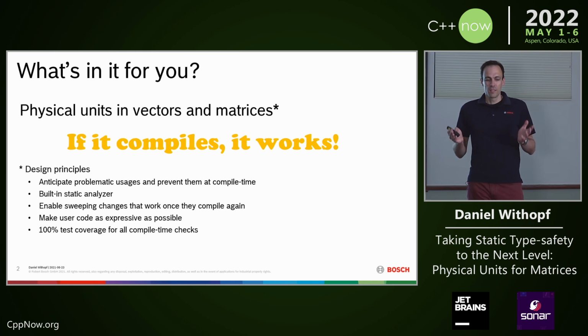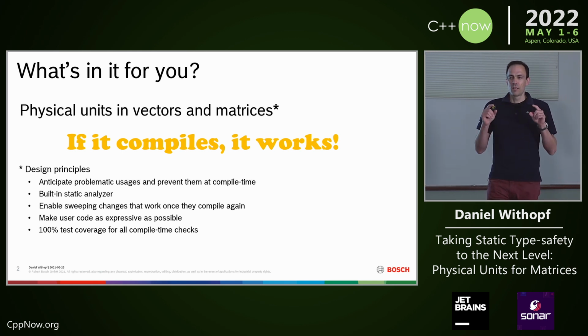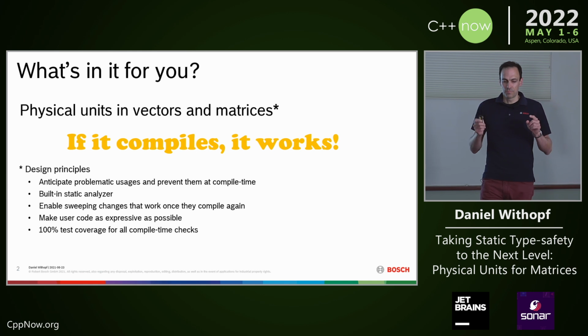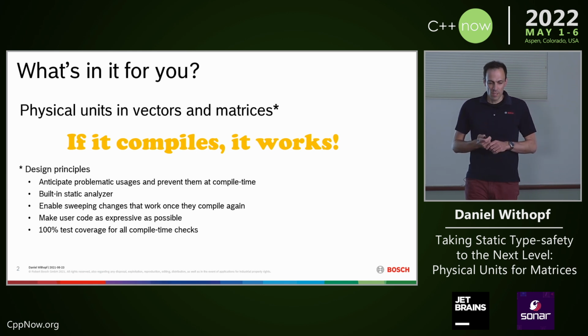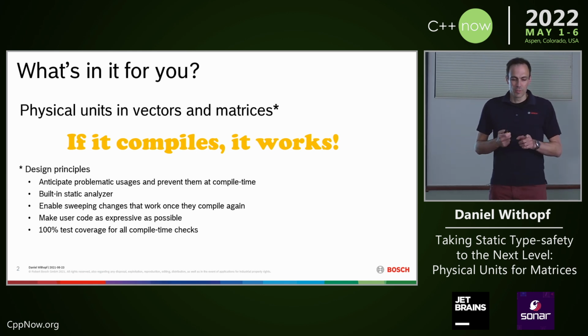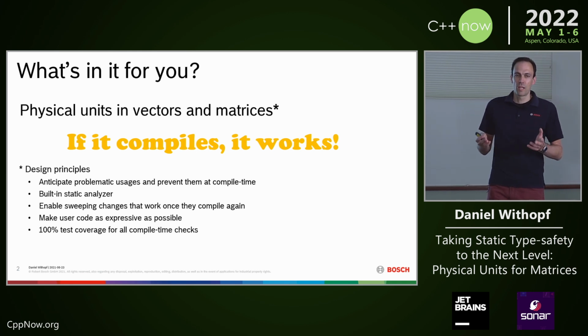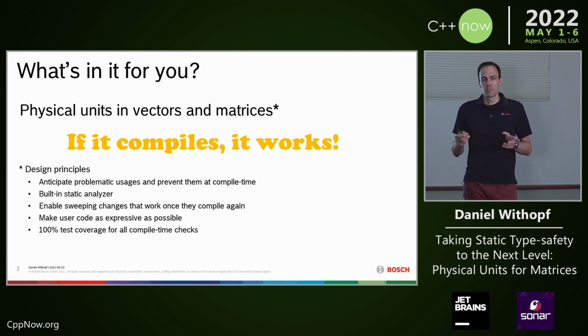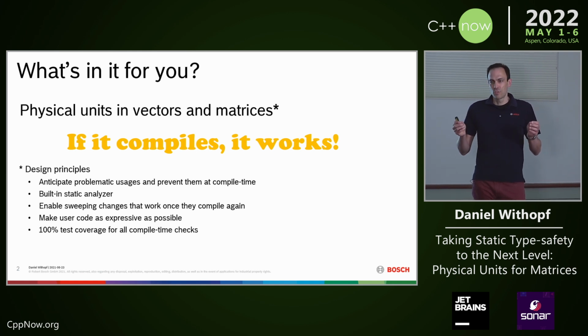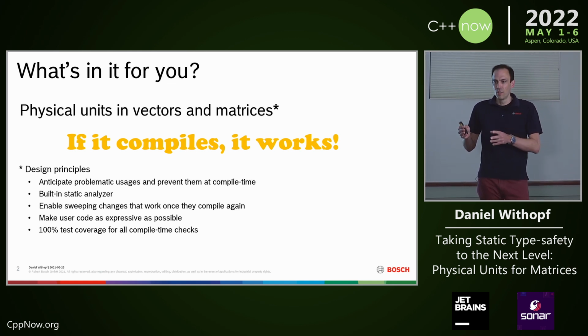What does this mean? Ideally, you should be able to look at a single line of code and tell what's going on there. And last but not least, we'll see how we can achieve 100% test coverage for all compile time checks, because the main purpose of the library that I'm going to present today is sprinkling syntactic sugar on top of a linear algebra library. And there are a lot of compile time checks, so all of this has to be tested properly.